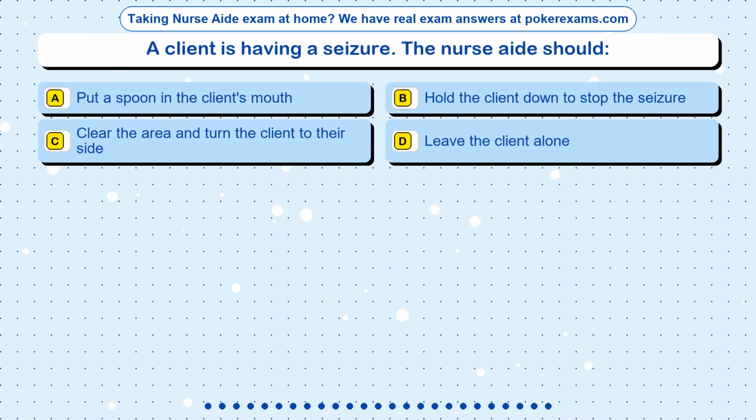Question 17. A client is having a seizure. The nurse aide should: Option A, put a spoon in the client's mouth. Option B, hold the client down to stop the seizure. Option C, clear the area and turn the client to their side. Option D, leave the client alone.